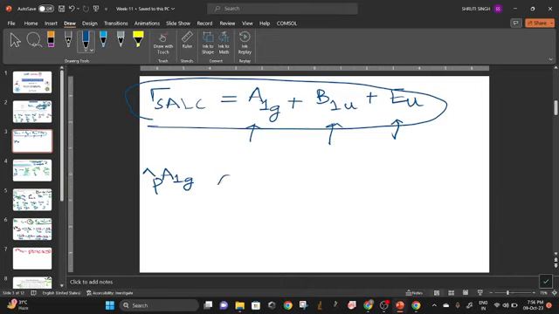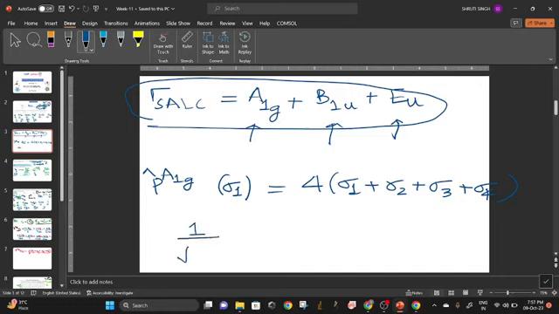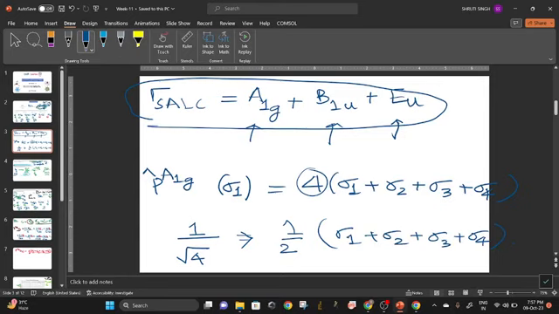When this A1g is applied on sigma 1 or any of them, we will get the totally symmetric representation. So here you will get 4 times this, like in the last question, where we got 2 times sigma 1, sigma 2, sigma 3, sigma 4, all with plus sign. When you normalize it, there are 4 orbitals, so it will be 1 over root 4, which is 1 over 2. We ignore this term because this coefficient is not needed, so this will be sigma 1, 2, 3 and 4. This is the SALC of A1g symmetry.